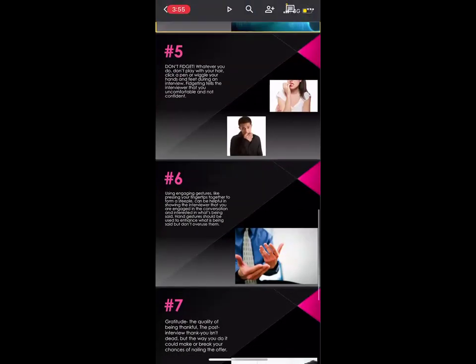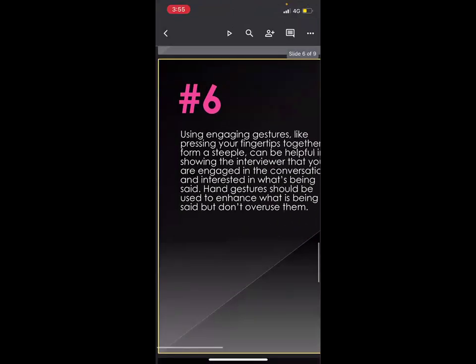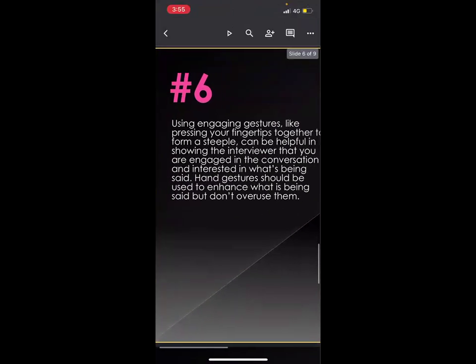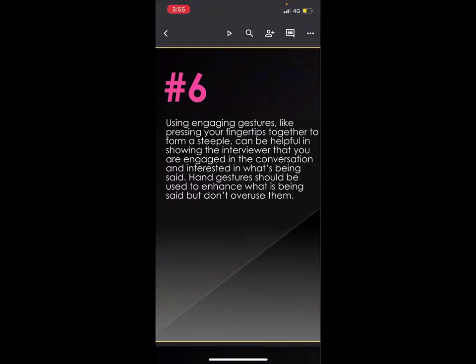All right. Now let us talk about the sixth factor, that is using engaging gestures. Pressing your fingertips together to form a steeple can be helpful in showing the interviewer that you are engaged in the conversation and interested in what's being said. Hand gestures should be used to enhance what is being said, but don't overuse them.